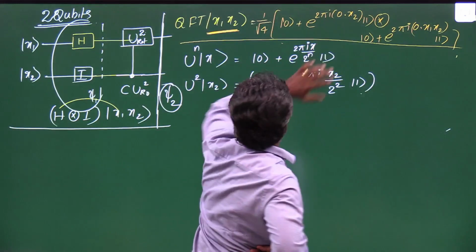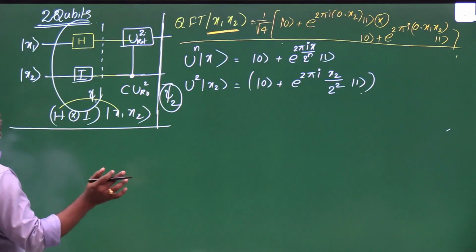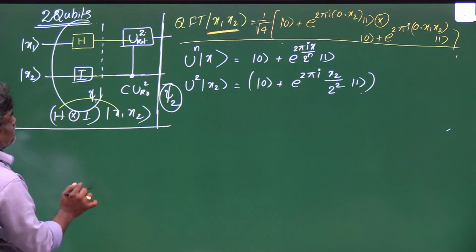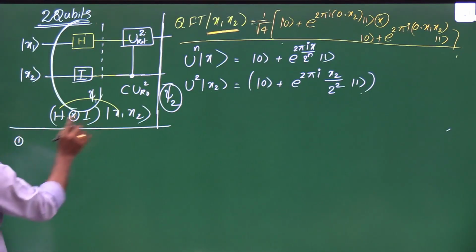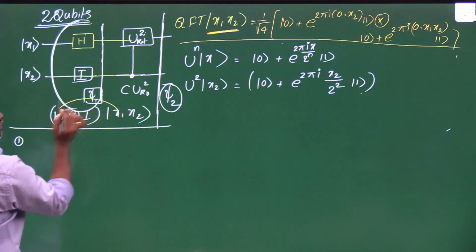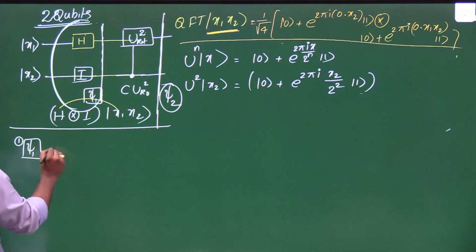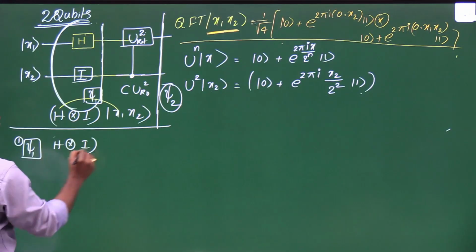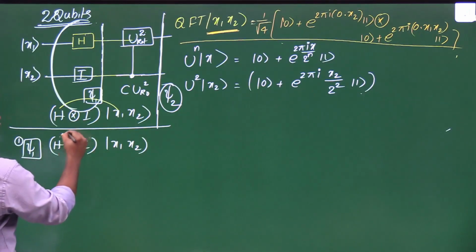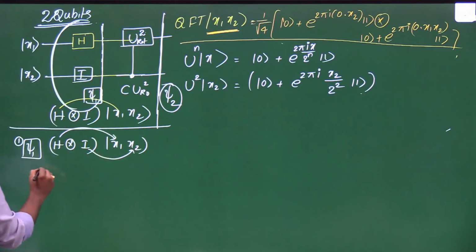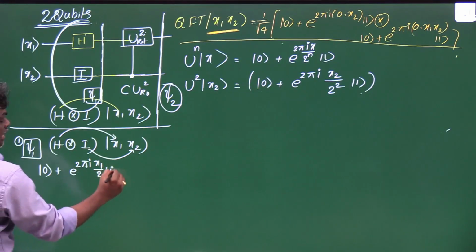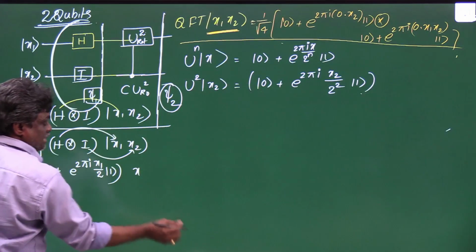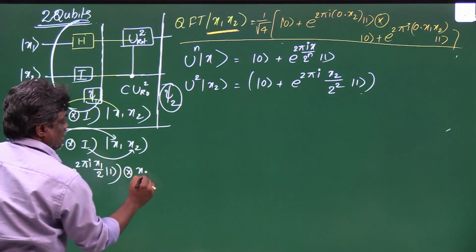So this is the Fourier transform, and we are constructing the circuit. Earlier you raised one question actually, that is correct. So this is my H tensor I. First step I am writing, this is psi 1. How to get psi 1? This is H tensor I, which is nothing but x1, x2. So H will operate on x1, I will operate on x2. I am not considering that 1 by root 2. So e raised to 2 pi i x1 by 2 ket 1. Next, x2 as it is, that means the tensor x2 is as it is.